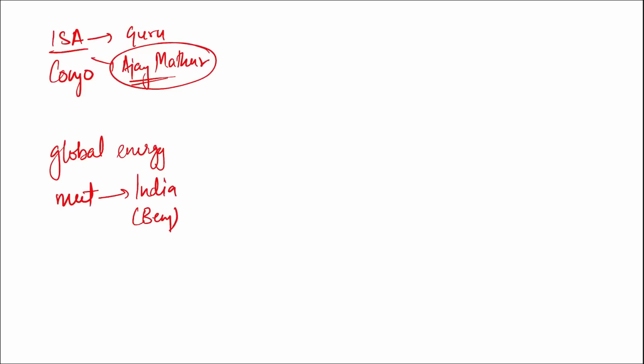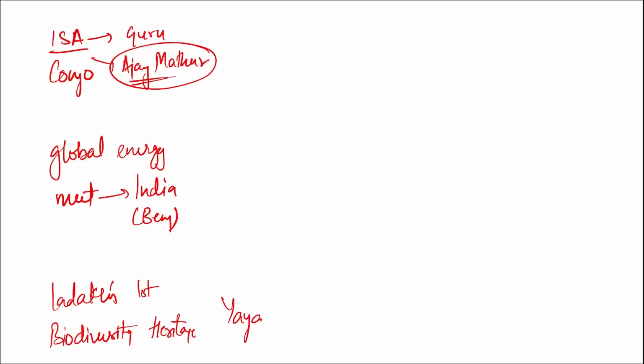Then tell me what is the name of Ladakh's first biodiversity heritage site? What is the name? It is Yaya Tso. Alright, this is the name of Ladakh's first biodiversity heritage site.